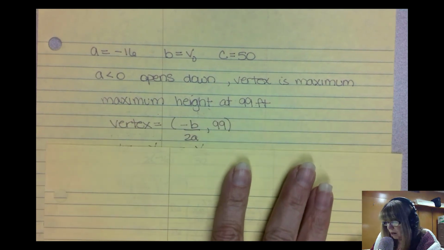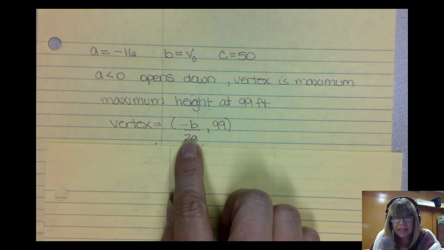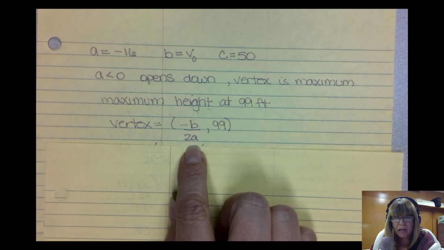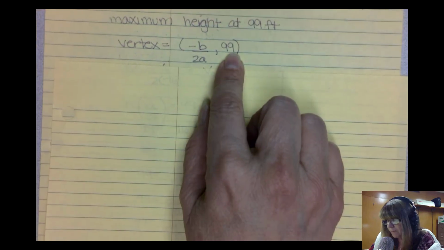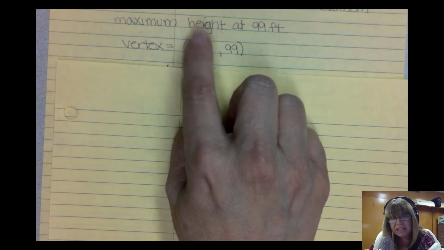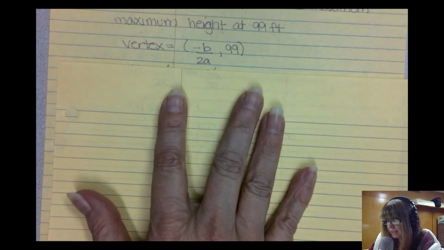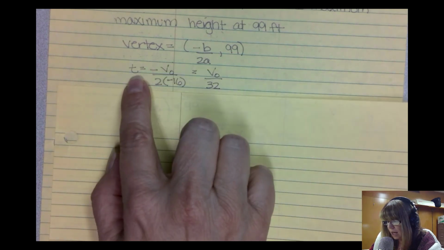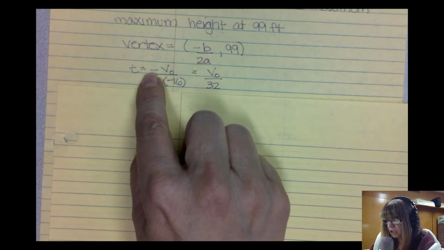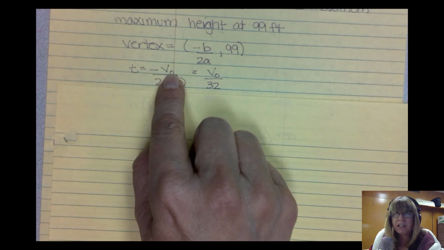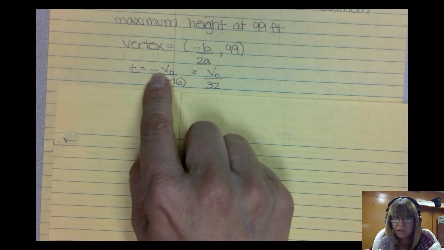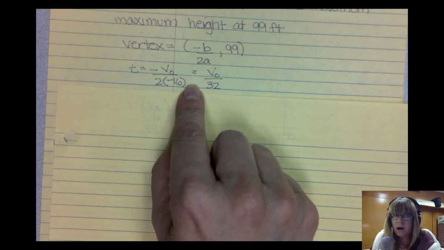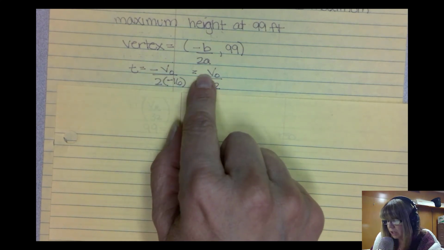All right, our vertex is going to be negative b over 2a, and our k we know is at 99 feet. That's our vertex, our maximum feet. Okay, so I need to figure out this time. That is actually our vertex time. So our time is going to be our b value, which is negative our initial velocity, over 2 times negative 16. Well, a negative over a negative is a positive, so our t value is actually our initial velocity over 32.